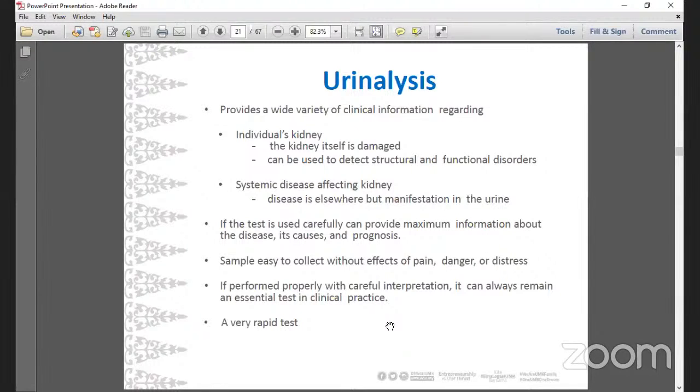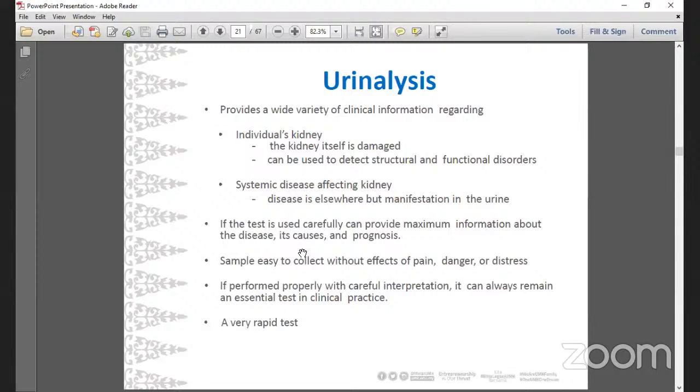Okay, next one is urinalysis. Urinalysis can provide a wide variety of clinical information. The first one is to detect structural and functional disorders of the kidney. As we know, the kidney has glomeruli, we have also tubules, so we can diagnose kidney disease. The second one is for systemic diseases affecting the kidney. What that means is the disease is somewhere else, but we can see the manifestation in the kidney.